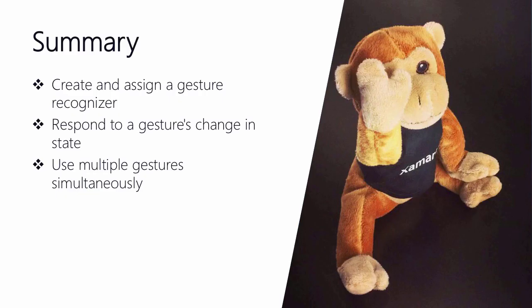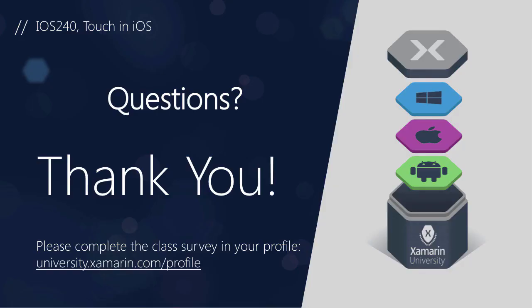So we had a great look at gestures, and we saw how to create a gesture recognizer and assign it to a view. We saw how to respond to a gesture's change in state via the state machine, and we saw that the state machine is different for both discrete and continuous gestures. And we also saw how we can use multiple gestures simultaneously, and even considered that we might not always want to do so. And this brings us to the end of IOS240 Touch in iOS.